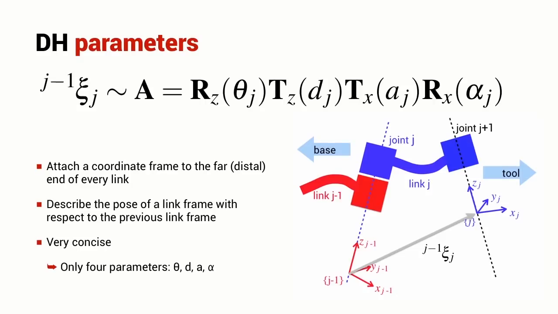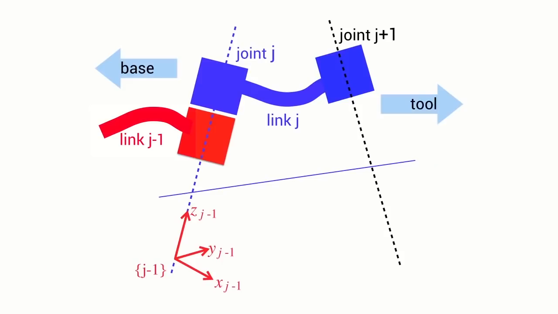In the Denavit-Hartenberg notation, the link transform is represented by a homogeneous transformation matrix, which is typically denoted by the letter A. And it comprises a number of elementary transformations. It comprises a rotation around the z-axis, a translation along the z-axis, a translation along the x-axis, and a rotation around the x-axis. It's very concise. It allows us to describe the relationship between the 2 link coordinate frames by simply 4 parameters, theta, d, a, and alpha. Let's see how that works in practice.